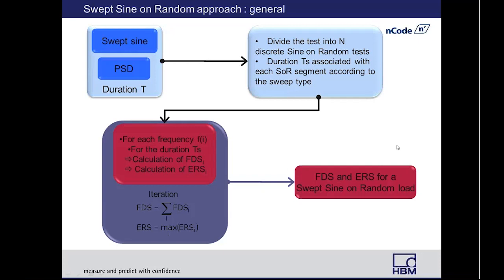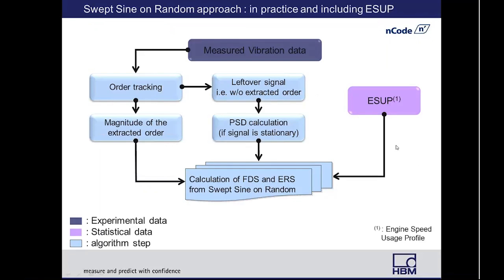So in practice now, say you have a measurement coming from a run-up test. First thing to do is an order tracking filter, right, to separate the dominant orders from the rest of the signal. The orders will become swept sines. The rest of the signal here, if stationary, can be considered random and therefore be turned into a PSD.